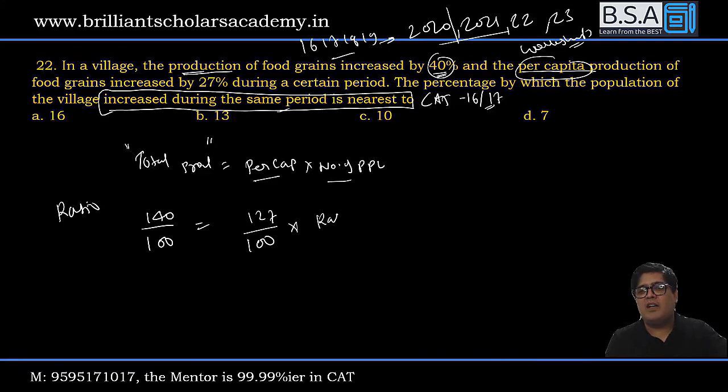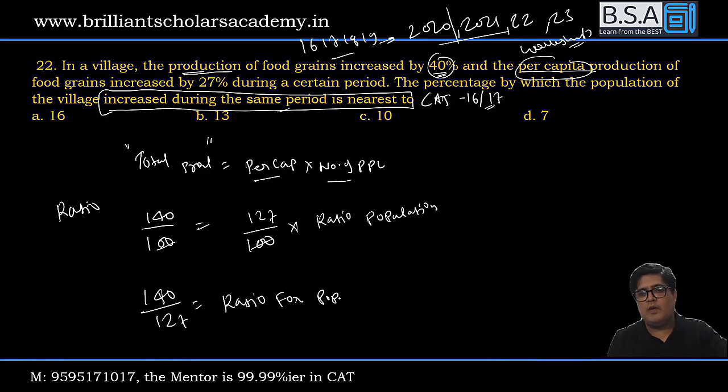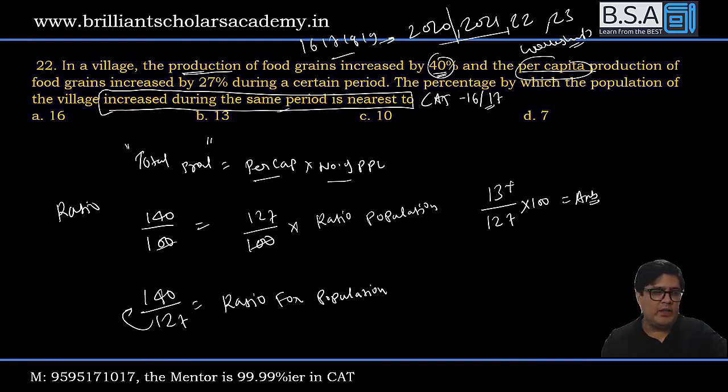Now you will have a ratio for population. अभी ratio आएगा, 100 cancelled. So 140 upon 127 is the ratio for population. कितना growth है? How much more do you see in the numerator? How much extra do you see? There are 13 numbers extra on 127 into 100. That is your answer. Calculate this.